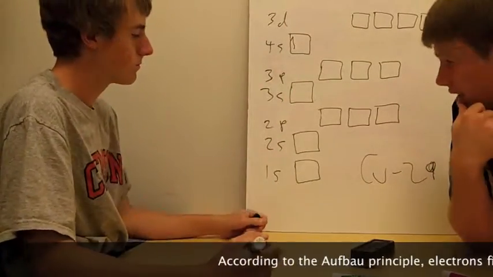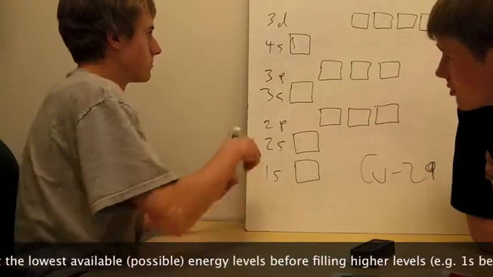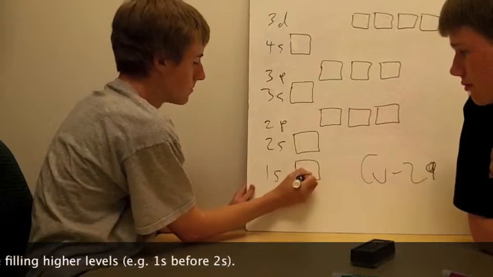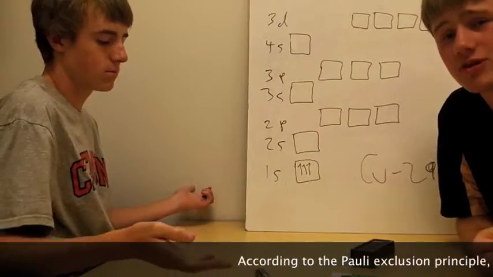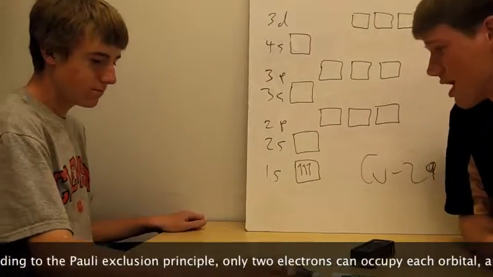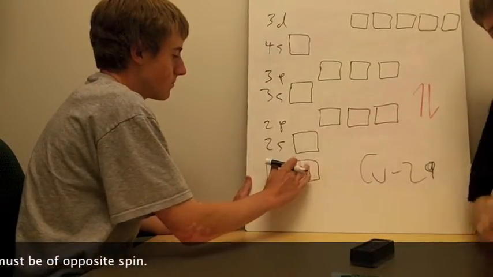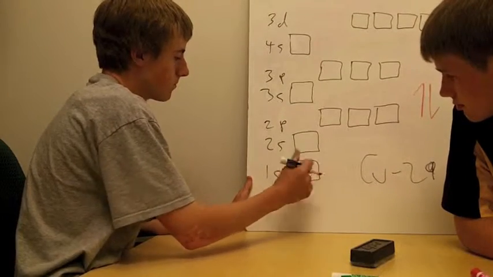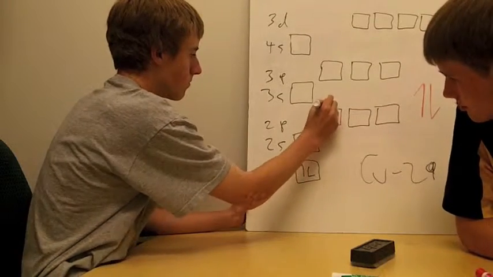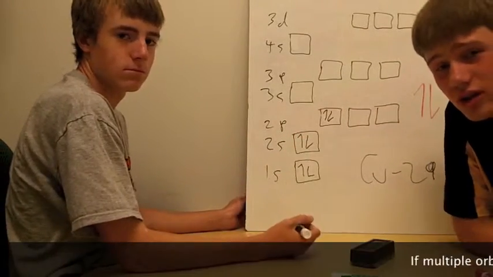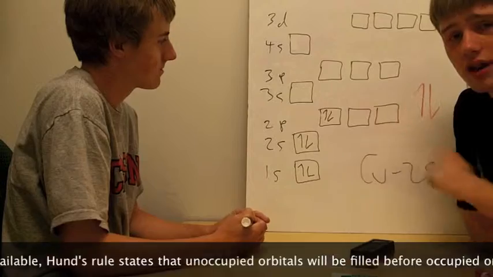The Aufbau principle states that electrons always go to the lowest energy level first, 1s. So that's where Jake's going to start. And Pauli's exclusion principle states that there can be no more than 2 electrons in any orbital at any time. And those electrons have opposite spin, shown by the opposite direction of arrows. Now, Hund's rule states that electrons always make sure that each orbital has 1 electron before they double up.